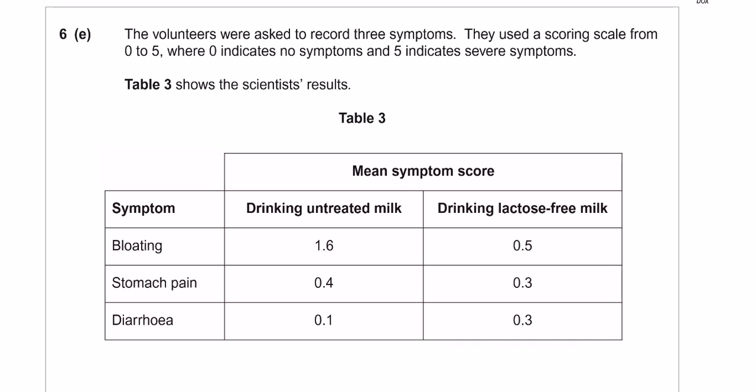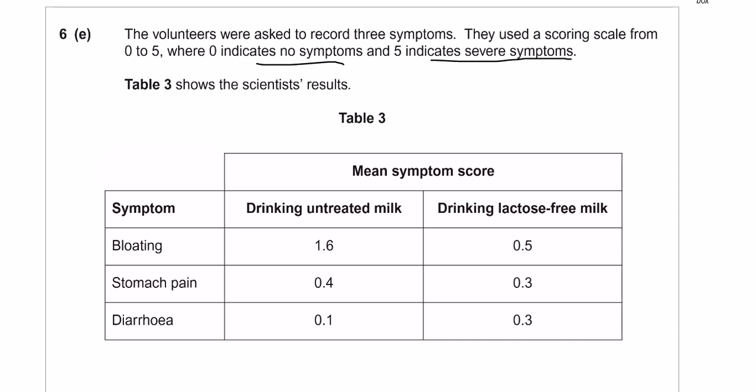Okay, on to question 5e. It says the volunteers were asked to record 3 symptoms. They used a scoring scale from 0 to 5. 0 is no symptoms, 5 is severe symptoms. Do we know what that means? No, we don't, because there's no more information.